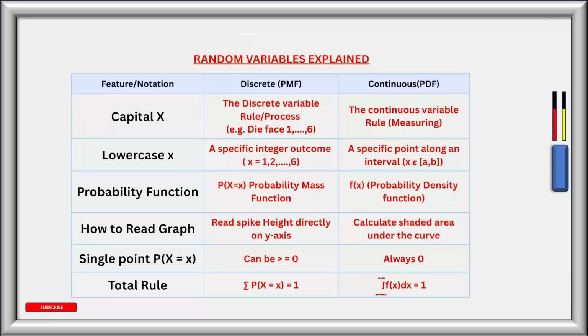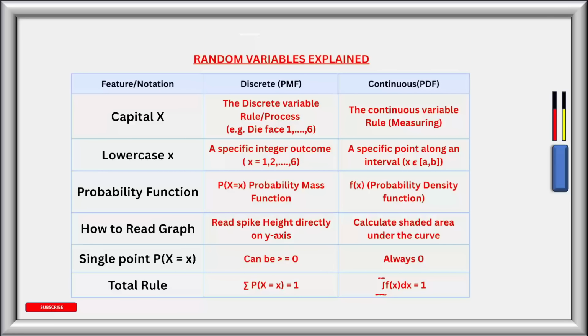And when we look at probability functions, for discrete random variables, the probability that capital X equals lowercase x we get from a probability mass function. And for continuous random variables, we have function f of x, which is a probability density function. And how do we read these graphs? Well, for a discrete random variable, we read spike heights directly on a y-axis. And for a continuous random variable, we calculate the shaded area under the curve.